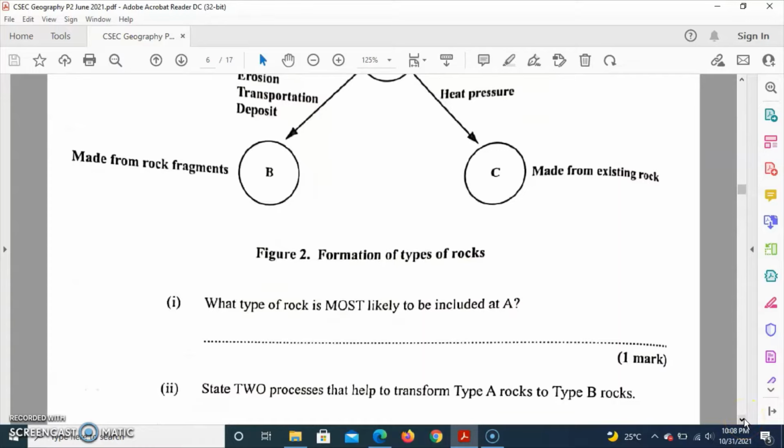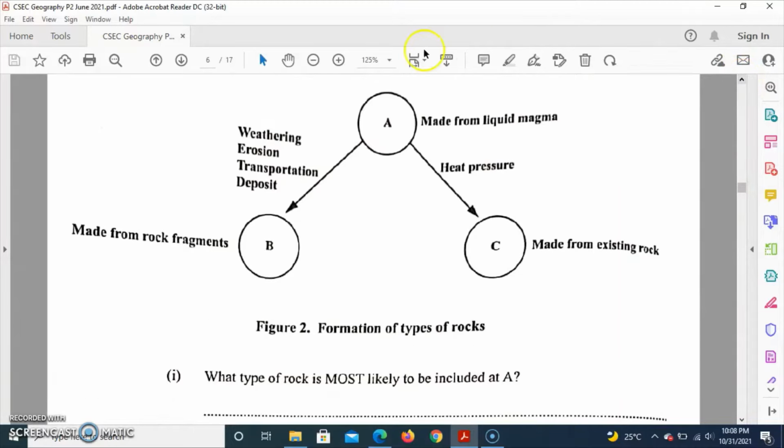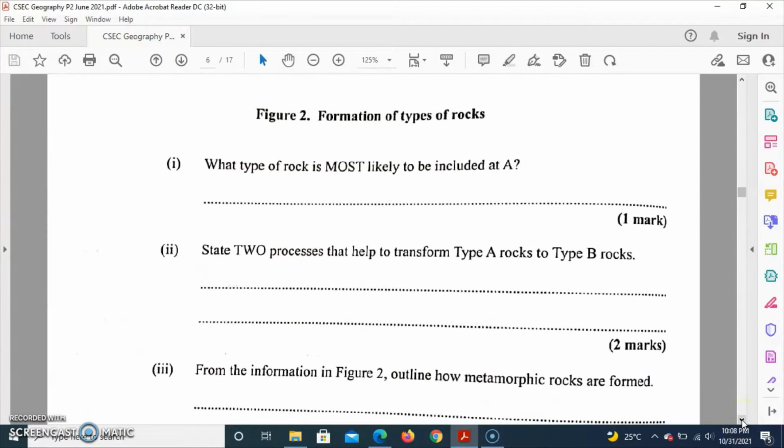Part 2 asks us to state 2 processes that help to transform type A rocks into type B rocks. Now on the outer skirt of the flow line, you will realize that there are 4 processes here. So weathering, erosion, transportation, and deposition, these are the processes that will help to transform type A rock into type B rock. Whichever 2 you wrote, you should get your 2 marks for it.